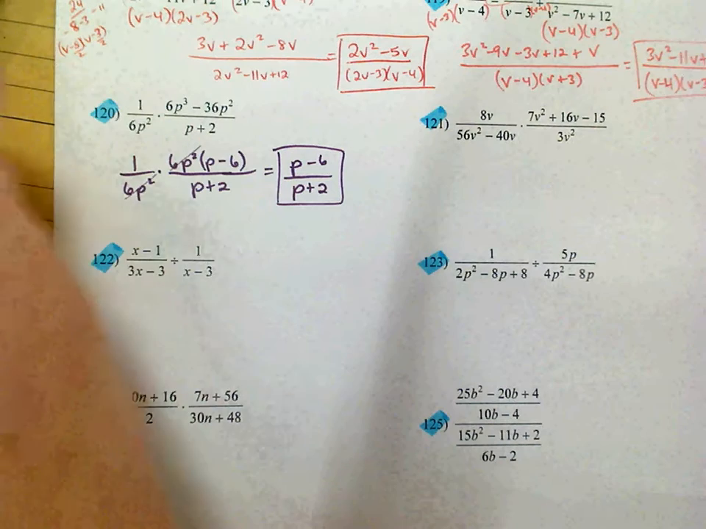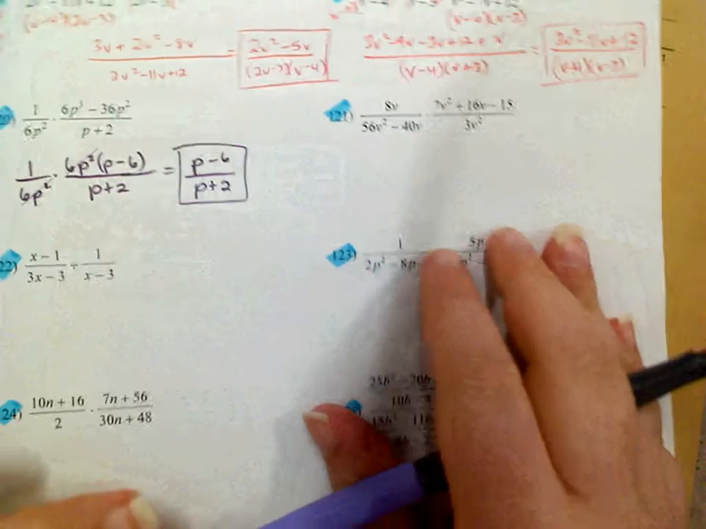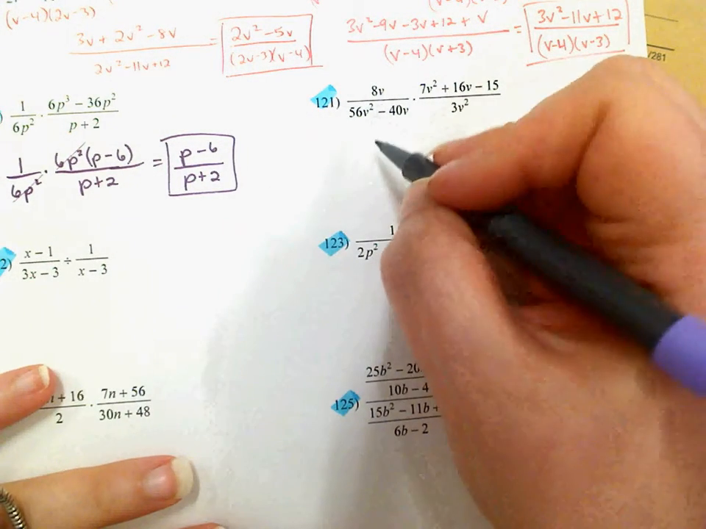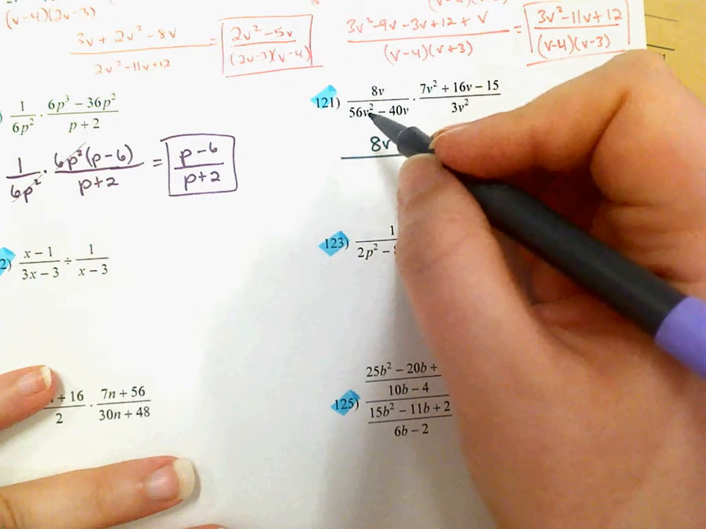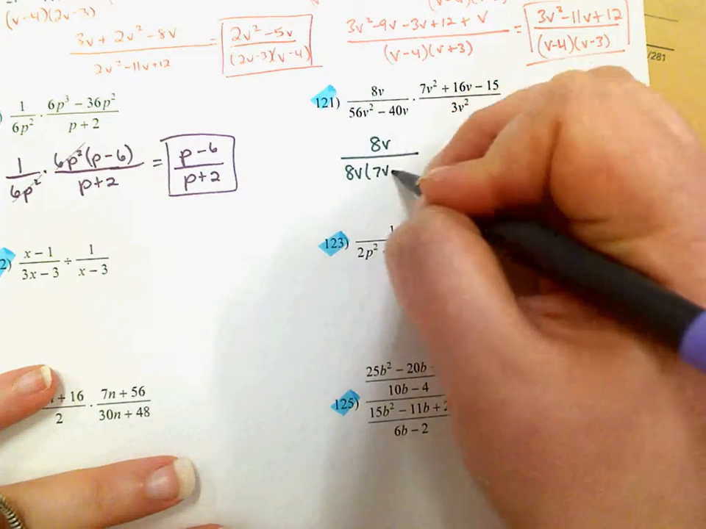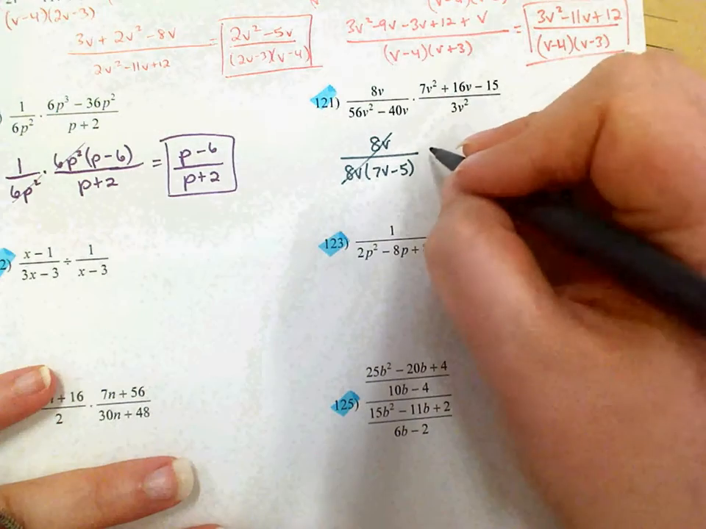On 121, I need to factor. Okay, I'm going to go ahead and just rewrite it. I can factor out an 8 and a v from the denominator, so 8v, and I'm left with 7v minus 5, which means I can go ahead and cancel those out, times, so the 3v squared is in the denominator, and then I need to factor this.